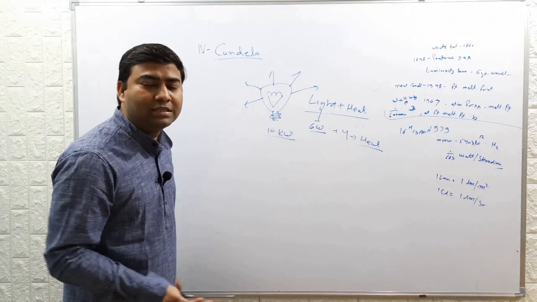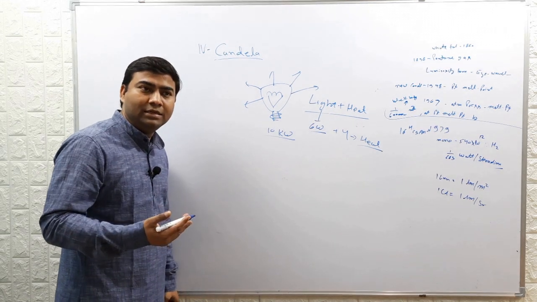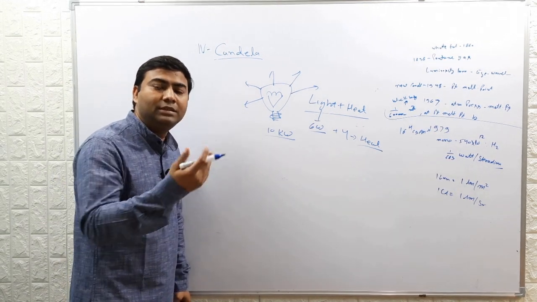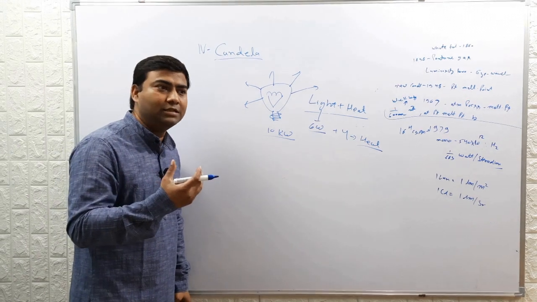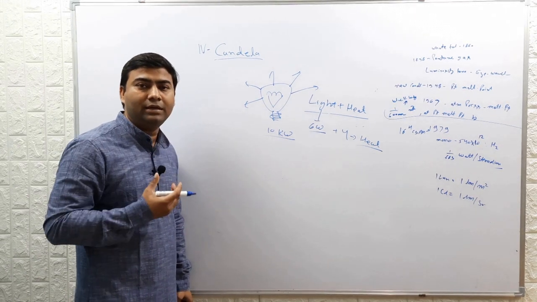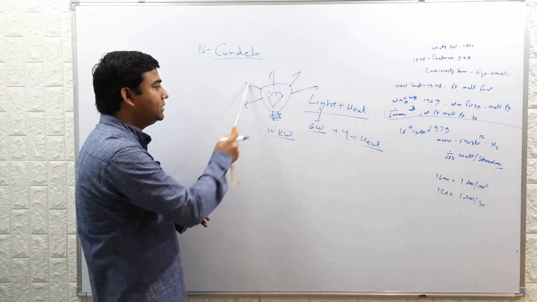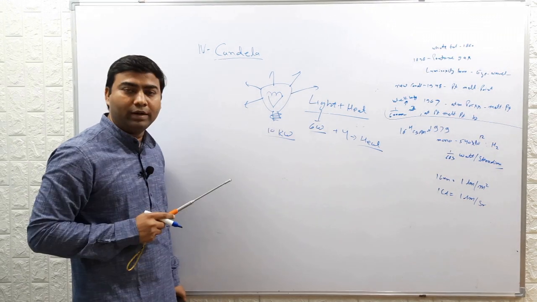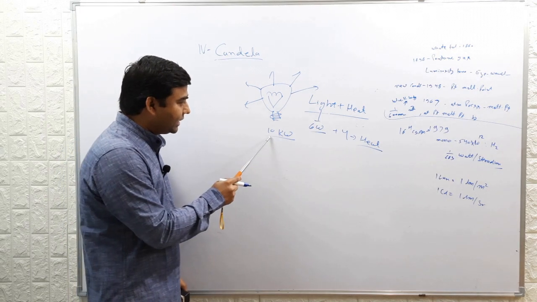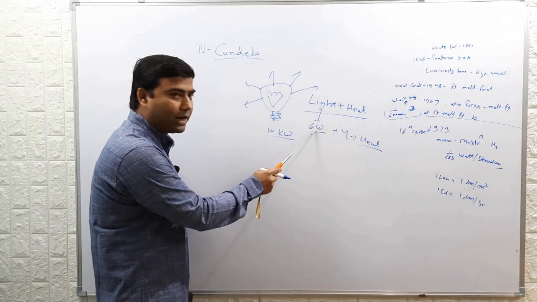So what is luminous intensity? Luminous intensity measures the brightness. Brightness means which can be seen by our eyes. So we will not say that the luminous intensity of this bulb is 10 kilowatt. It is only converting 6 watt.